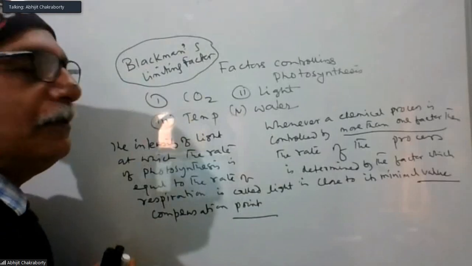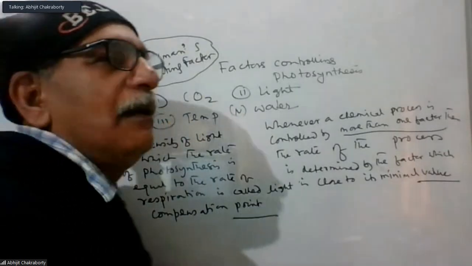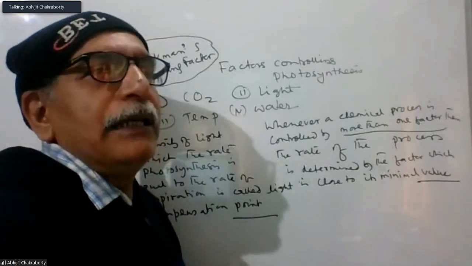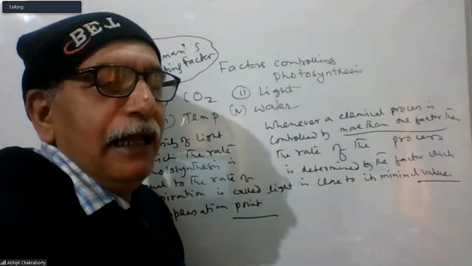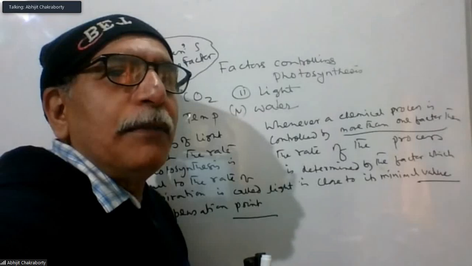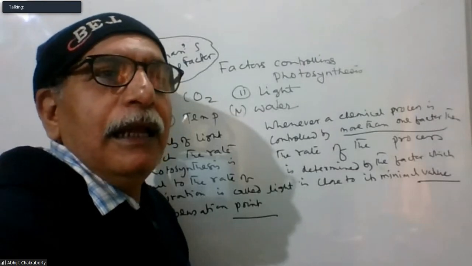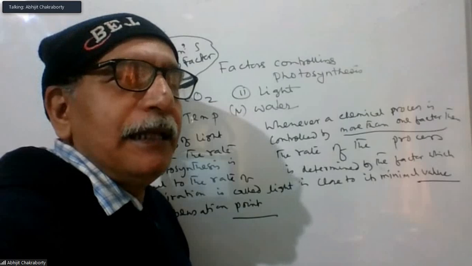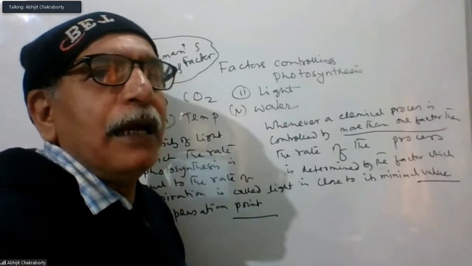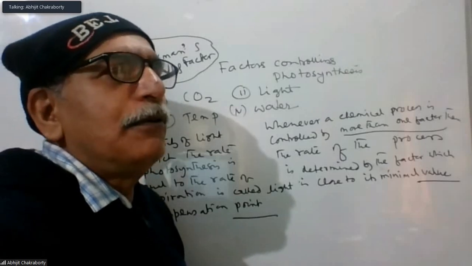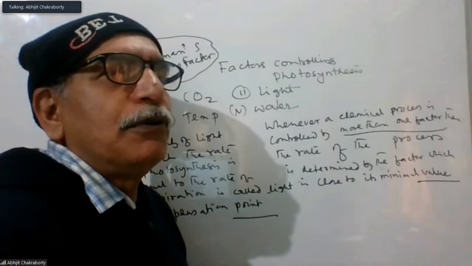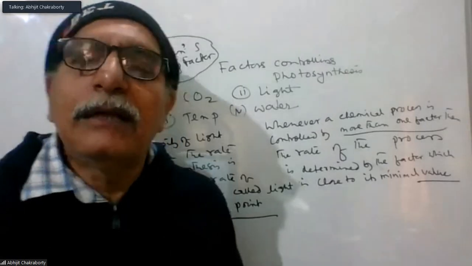That is the lowest factor. Suppose in the morning at dawn, when light has just come out, the intensity of light is very less. So here the value of light is close to the minimal value. If other factors remain the same, then with the increase in the intensity of light, the rate of photosynthesis increases. So here the rate is determined by the factor which is close to the minimal value. At dawn, the factor which is found close to minimal value is what? Light.